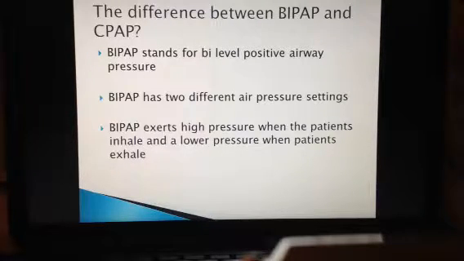So BiPAP stands for bilevel positive airway pressure. It's basically like a CPAP machine, but BiPAP has two different air pressure settings. That means BiPAP exerts high pressure when the patient inhales and then a lower pressure when patients exhale. So this differs from CPAP because with CPAP, you are constantly getting that continuous positive airway pressure.